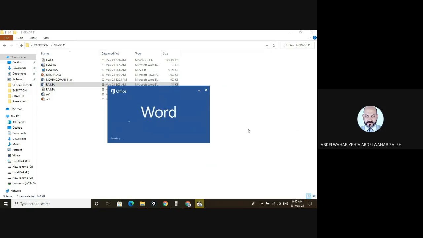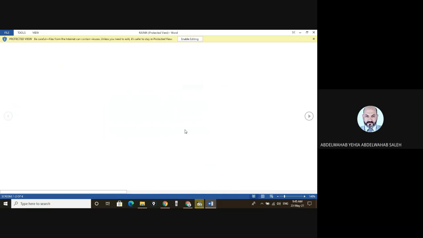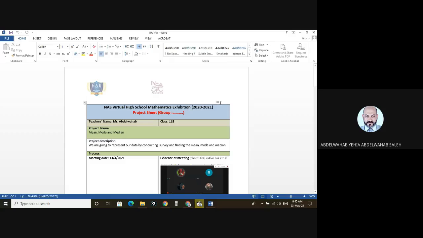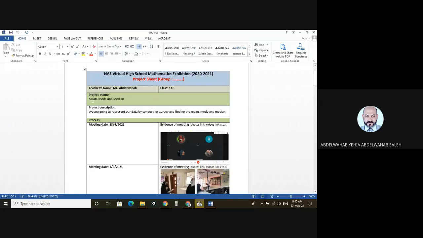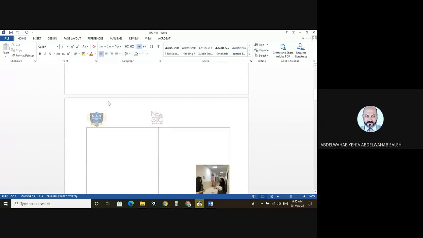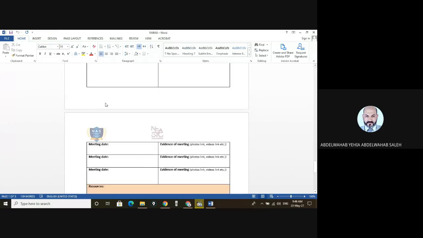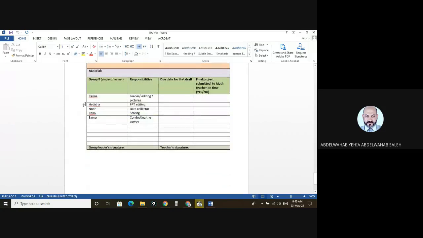First of all, we will show what the phases and stages Raima already did. The group of Raima, here the members, elements, and so on. She's focusing on the evidence. I think that's a survey. So Raima is a leader, Khadija PPT editing, and Noor data collector, Rana solving the problem, and some are conducting the survey.